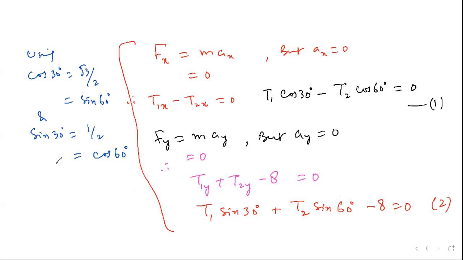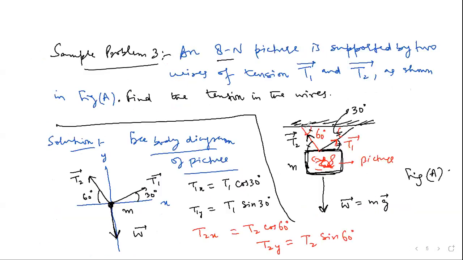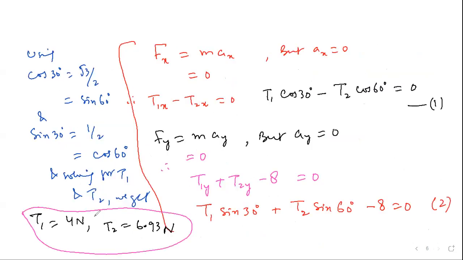Solving for T1 and T2, we get, we check it at home, it is easy. T1 is 4 Newton and T2 turns out to be 6.93 Newton. So these are my answers. Tension in this wire, T1 and T2 are solved. T1 is 4 Newton, T2 is 6.93 Newton. So this was my another sample problem.